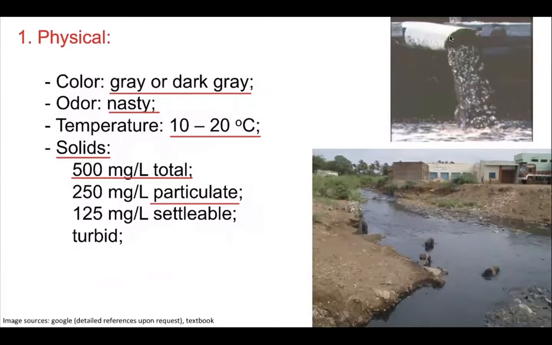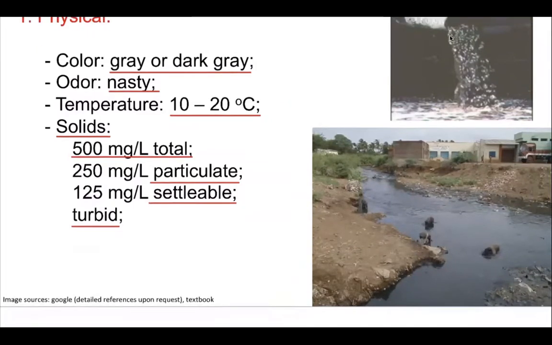And then a quarter of them are settleable, which means they have a larger size, and if you give them enough time, they can settle down onto the basin or the bottom. Because the wastewater has a lot of solids, the water is going to look very turbid, and that's why we have to deal with these contaminants or pollutants.